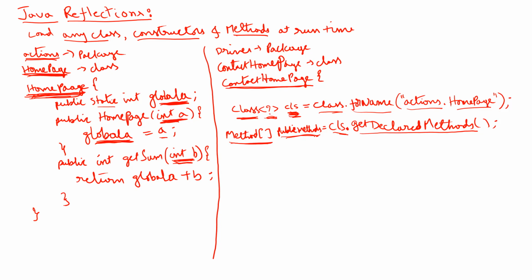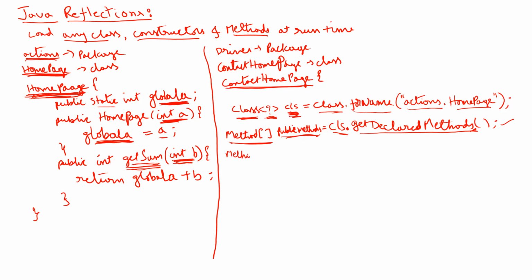Okay, now we got all the public methods. Now I would like to call this particular method getSum. In order to call it, first I have to load this method and then invoke it. For loading a method, we have a method called getDeclaredMethod. We use getDeclaredMethods, with an S at the end, to get all the methods. But to get only one particular method, we use getDeclaredMethod and pass some parameters. And this getDeclaredMethod returns a method.